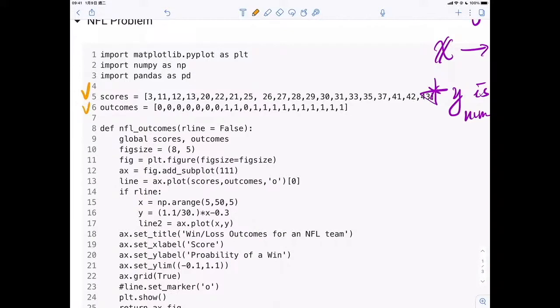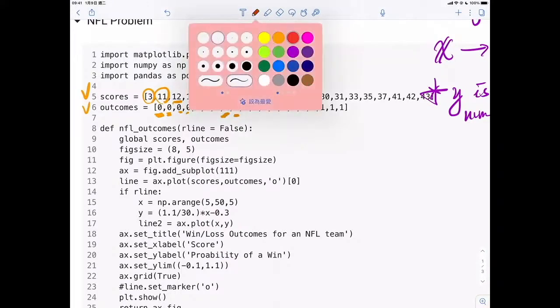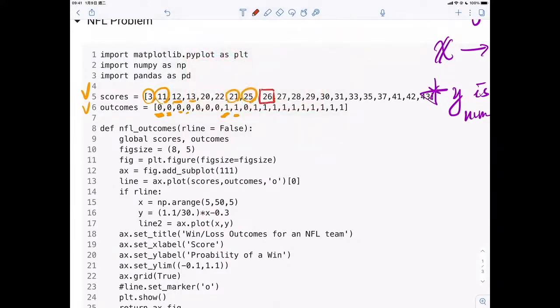So one of the teams gets 3 points. However, this team loses this game, so that's 0. The other game scores 11 points and still loses. 12 points, lose; 13 points, lose; and so on and so forth until this one. In one game, it scored 21 points and won. 25 points, win again. However, sometimes even if you get higher points, for example 26, your opponent gets even more points, so you lose again. 27 win, 28 wins.